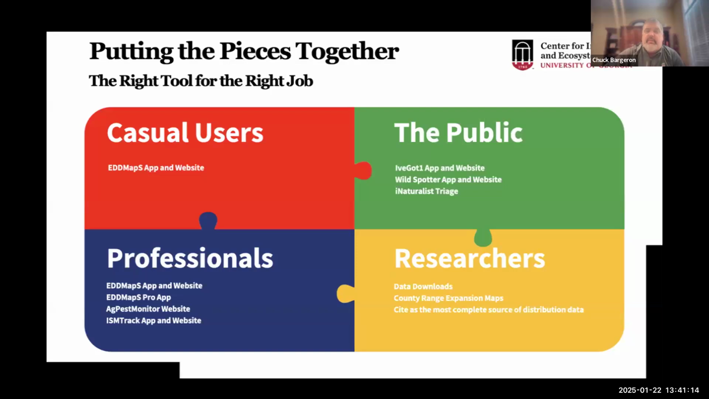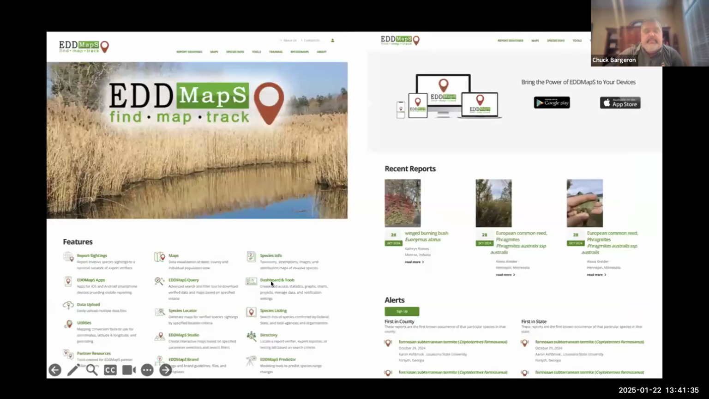We've also tried to create different tools for different levels of users, whether that's a casual user using the EDDMapS app or website, or the public who maybe needs to go to the I've Got One app, WildSpot, or even if they just report it through iNaturalist, we're able to pull it into EDDMapS and not lose that information, all the way up to, like I was talking about, EDDMapS Pro.